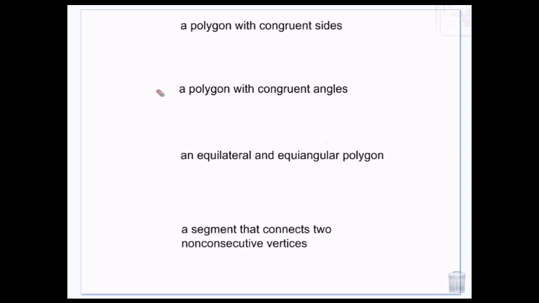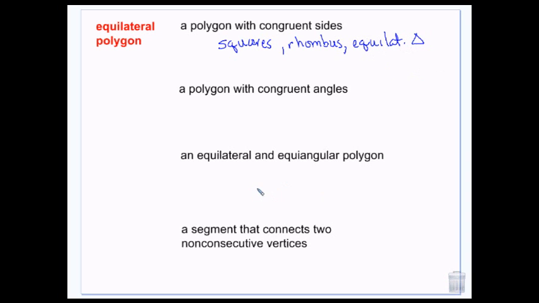Okay, so a polygon with congruent sides is equilateral. Congruent sides: squares, right? All the sides are the same length. Rhombus, an equilateral triangle. So if all your sides are the same length, you're an equilateral polygon.